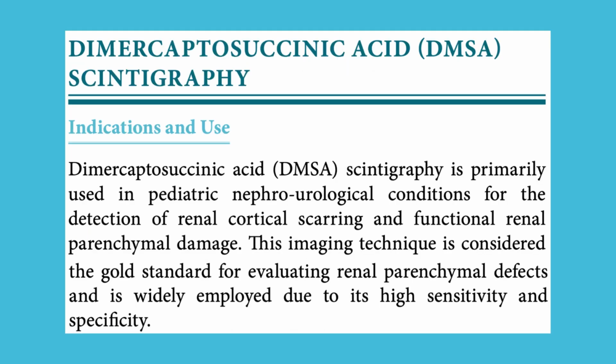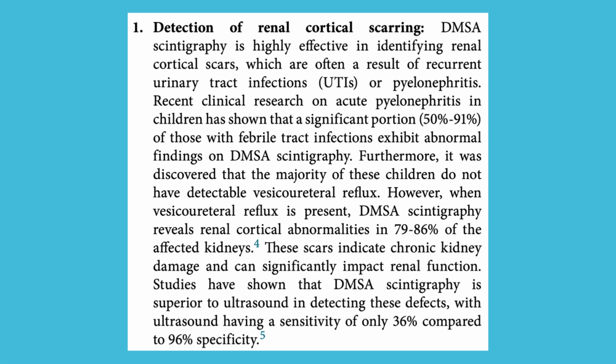Dimercaptosuccinic acid, DMSA Scintigraphy. Indications and use. Dimercaptosuccinic acid, DMSA, scintigraphy is primarily used in pediatric nephrourological conditions for the detection of renal cortical scarring and functional renal parenchymal damage. This imaging technique is considered the gold standard for evaluating renal parenchymal defects and is widely employed due to its high sensitivity and specificity. 1. Detection of renal cortical scarring.